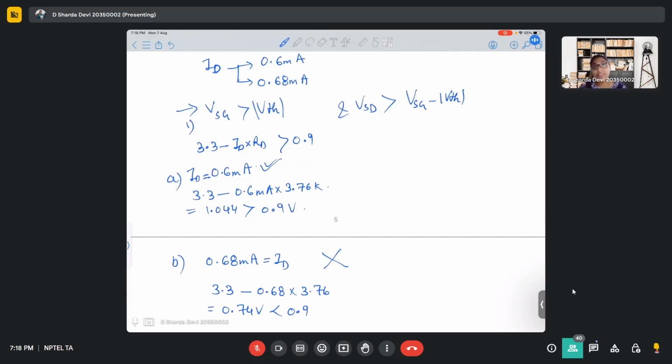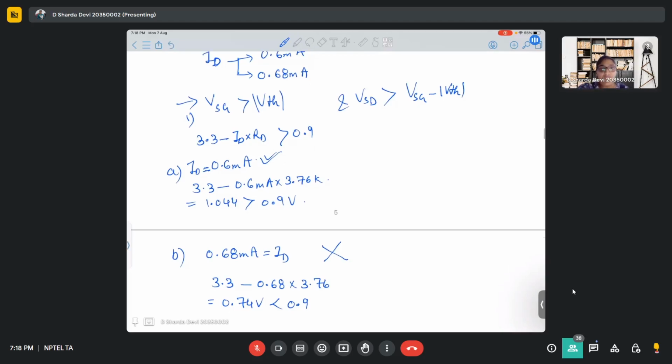Now sometimes it might happen that one condition is satisfied for both values. For example, this condition would have been satisfied, but the VSD condition would not have been. So when can you be very sure? If the first two were satisfied and you are now calculating the condition for VSD, one of the two values will fail. That's when you know the correct value. Am I clear? Any doubts in this, like how we have concluded the actual value of current?